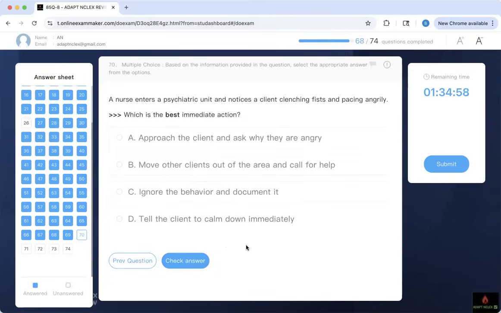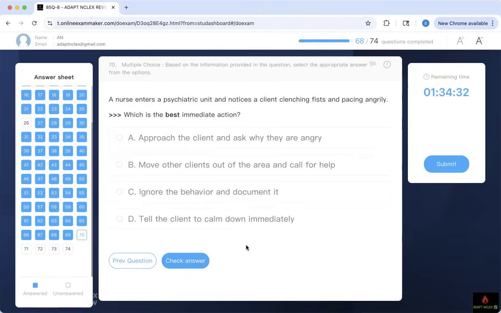Let's enter a psychiatry unit and note the client clenching fists and pacing angrily. Violent. Which is the best immediate action? Approach the client and ask why they are angry. Would you want to do that? Confrontation. Move other clients out of the area and call for help. Ignore the behavior and document it. Tell the client to calm down immediately.